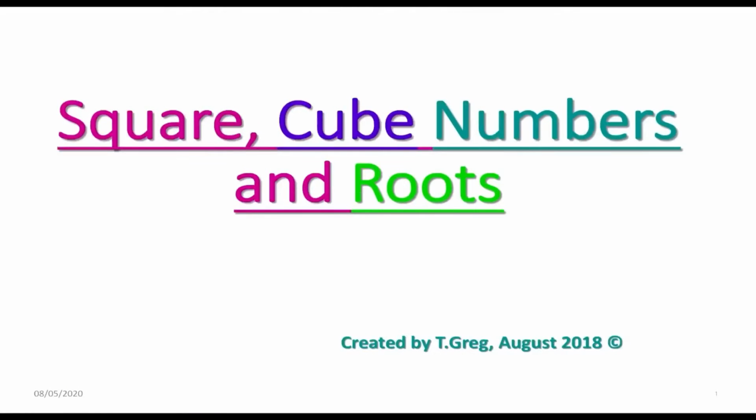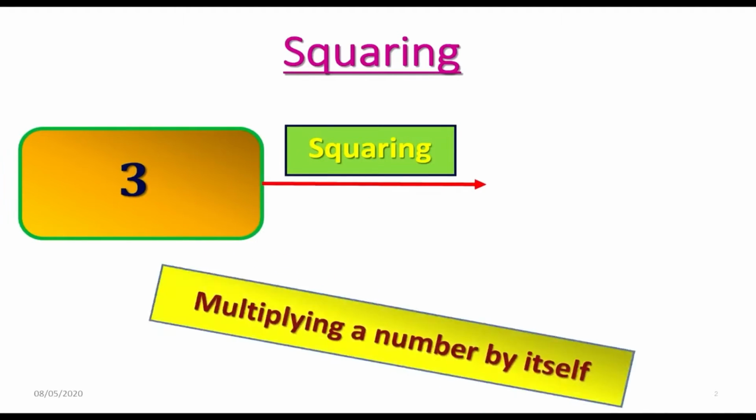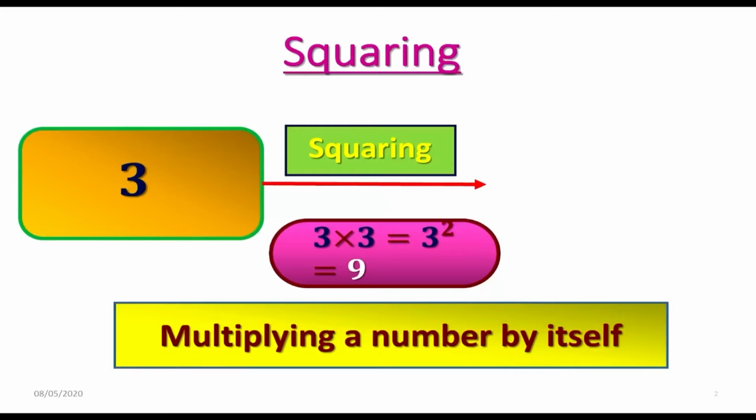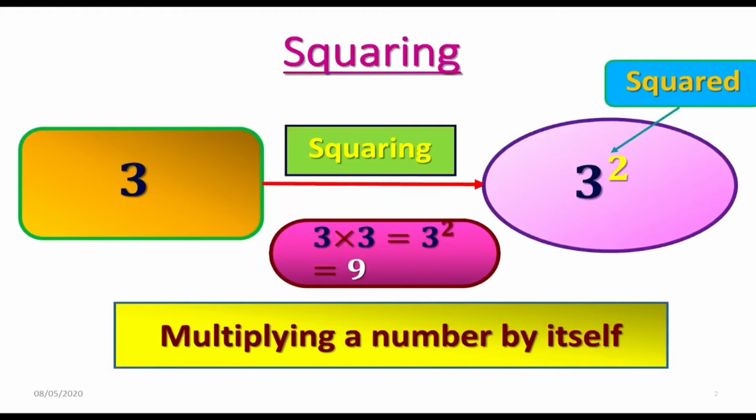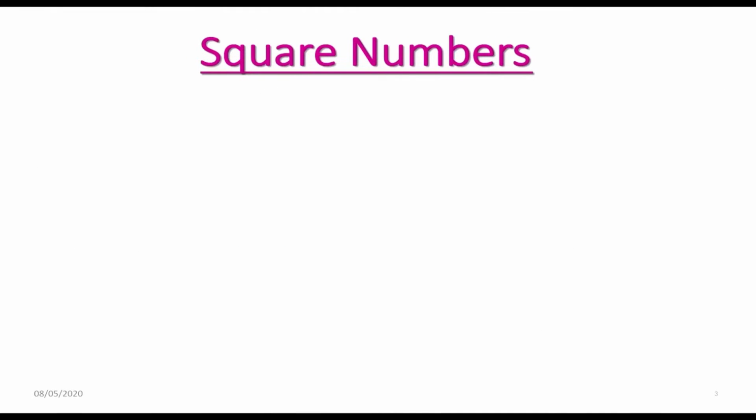In this tutorial, we are going to talk about square and cube numbers and square and cube roots. Let's start with squaring. Say we have a number 3. Squaring simply means that we are going to take this number 3 and multiply it by itself. So it's actually the second power of 3, 3 squared. Again, squaring is basically the process of multiplying a number by itself.